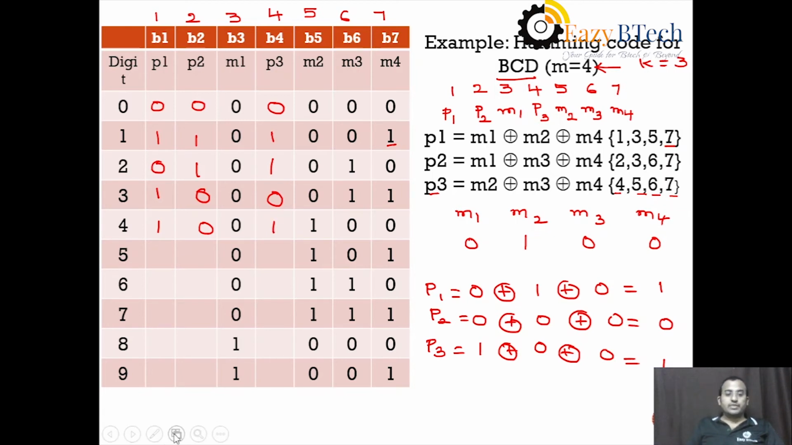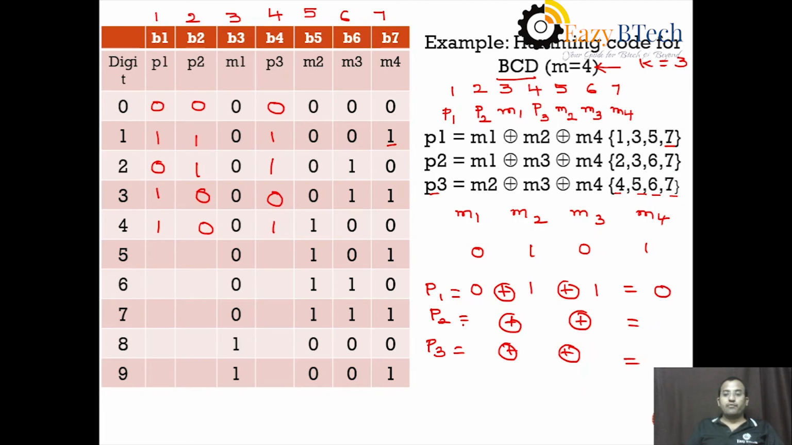Next, for the next message, that is 0101. We'll see the next message, 0101. For P1, M1 is 0, M2 is 1 and M4 is 1. So 0 modulo 1 is 1, 1 modulo 1 is 0.